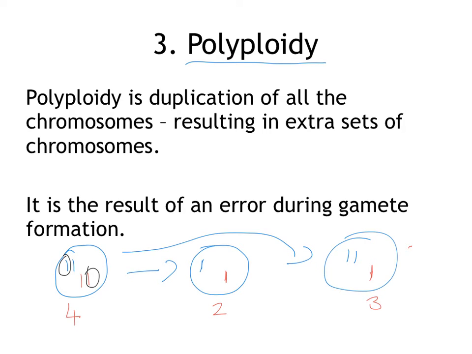And when that is fertilised by a normal sperm gamete, which has just got the 2, you end up with an individual with 5 chromosomes at the end of this process. Whereas if fertilisation of this other gamete occurred, you would end up with an individual that had 4 chromosomes.